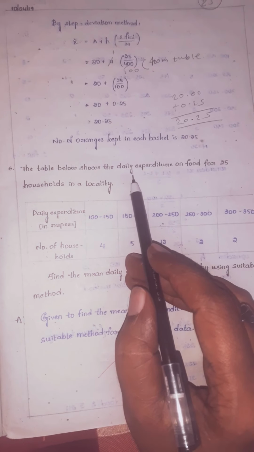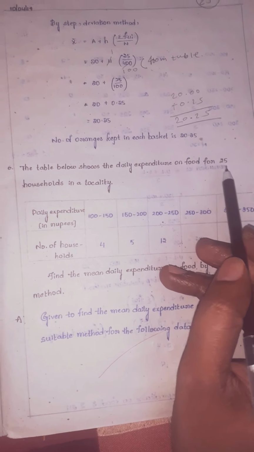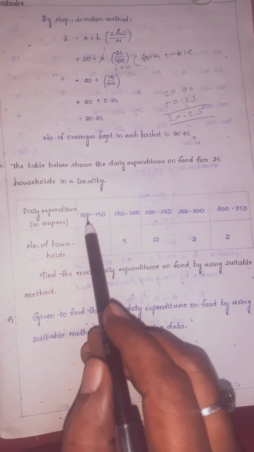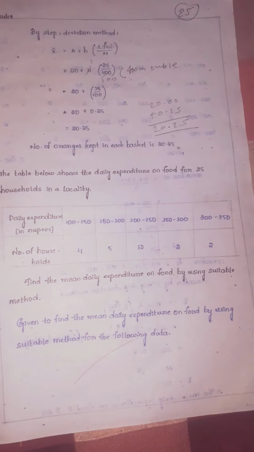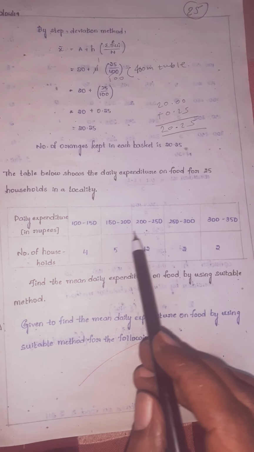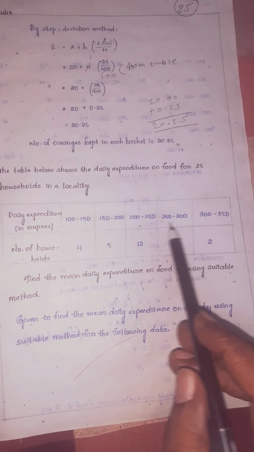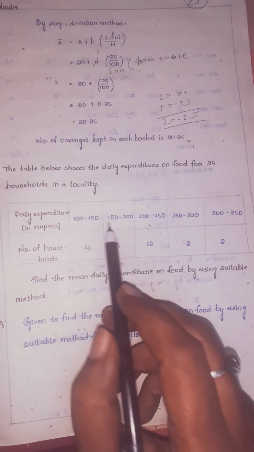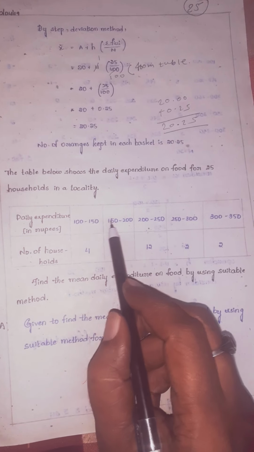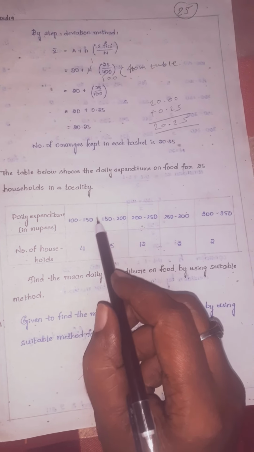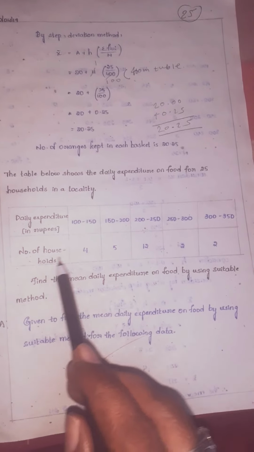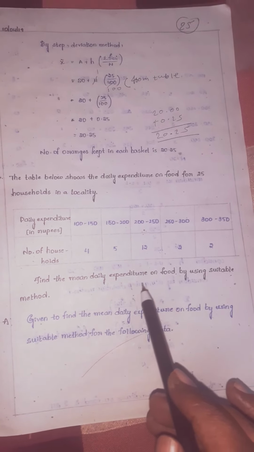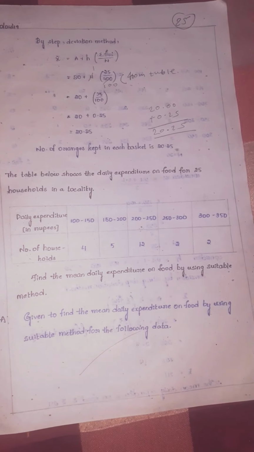The table below shows the daily expenditure on food for 25 households in a locality. So daily expenditures in rupees they have given like this, children: 100 to 150, 150 to 200, 200 to 250. So this is an exclusive data, children. Why? Because whatever upper limit is there, the next class lower limit has the same value, and the number of households are given like this. So he's asking to find the mean daily expenditure on food by using a suitable method.